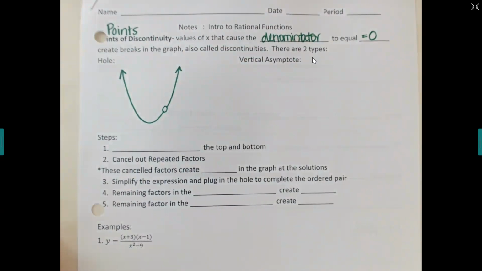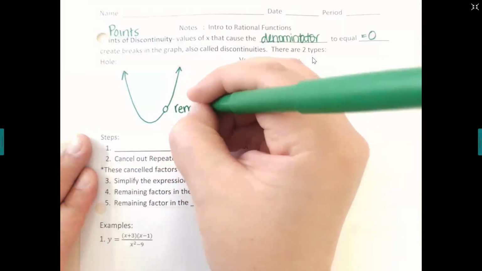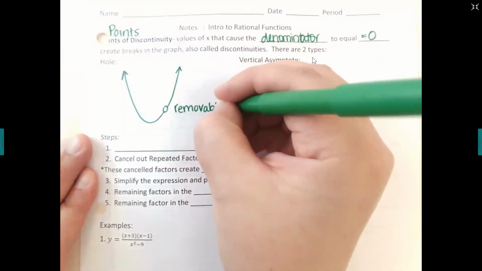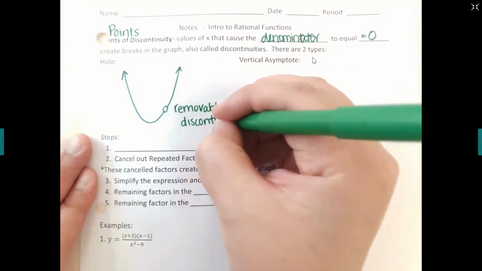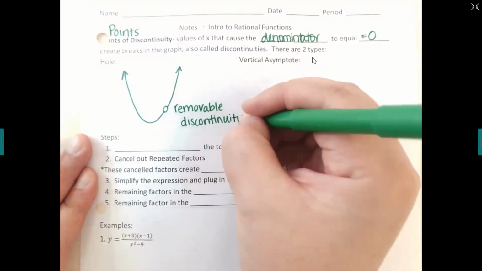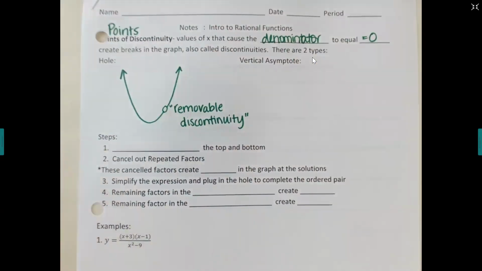The technical word for this is removable discontinuity. And the reason that it's called a removable discontinuity is because it doesn't affect the overall shape, just that one spot. The other type is a vertical asymptote.